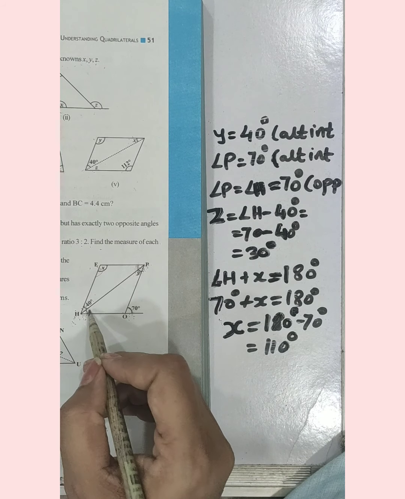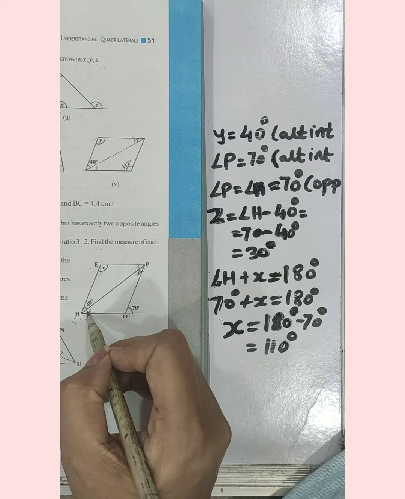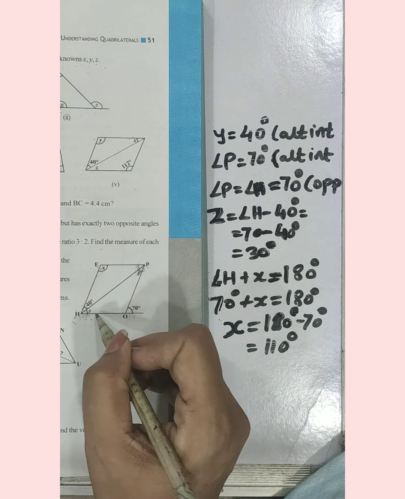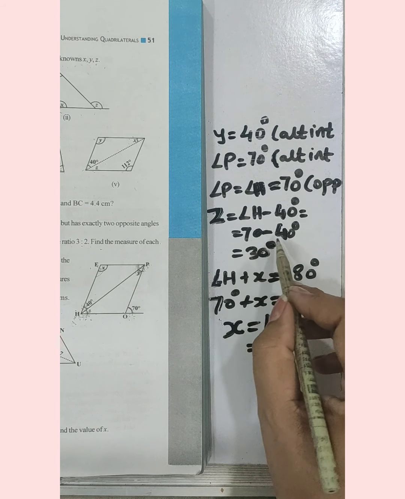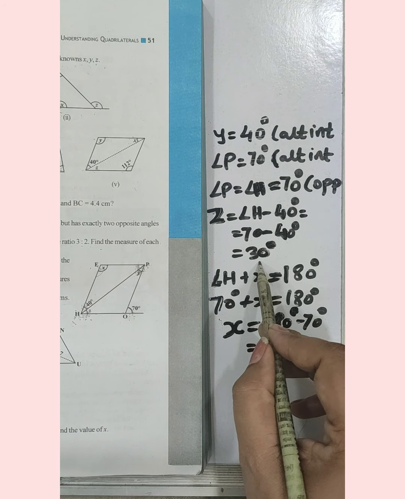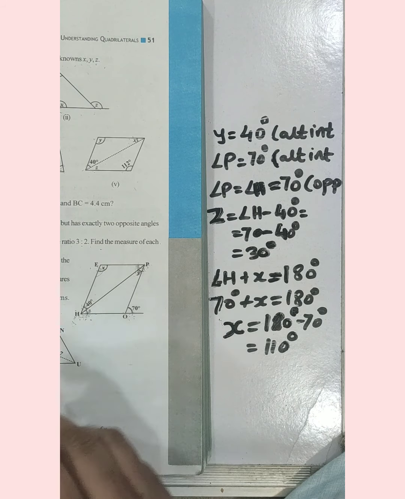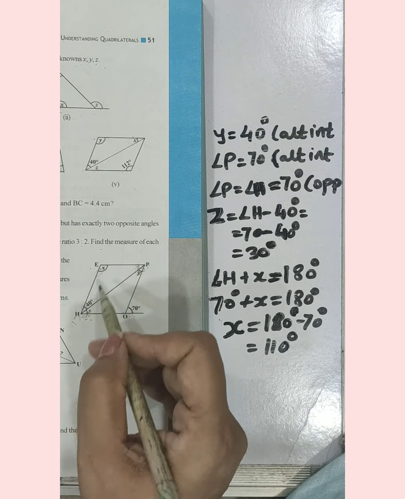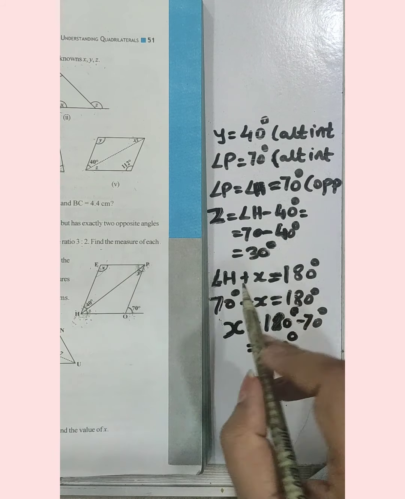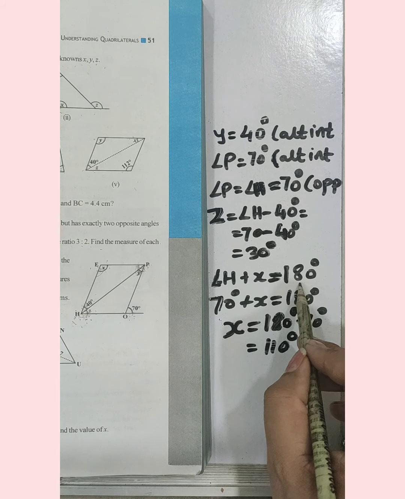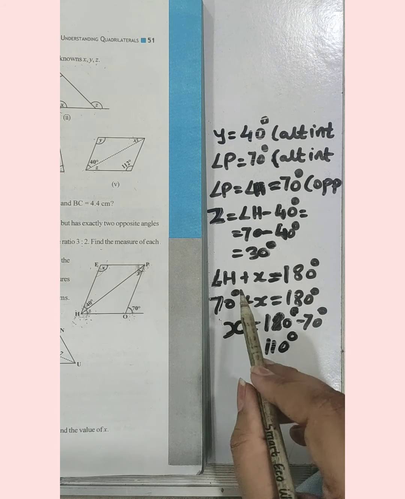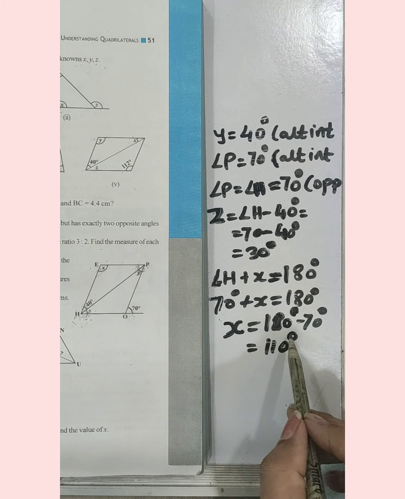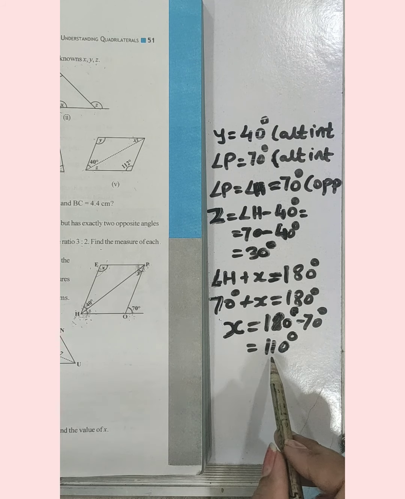Now I want to find Z. If I subtract 40 degrees from angle H, then I will get Z. So my Z will be 70 minus 40 degrees, which will give me 30 degrees. Now I have to find X. This angle X and angle H, that is angle E and angle H, both are forming adjacent pairs. So I can write angle H plus X is equal to 180 degrees as they are supplementary. And if I put the value of angle H as 70 degrees, then I'll get X is equal to 180 minus 70, which will give me 110 degrees.